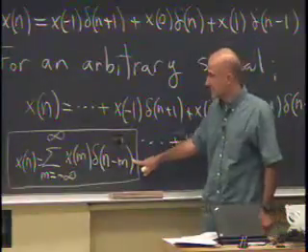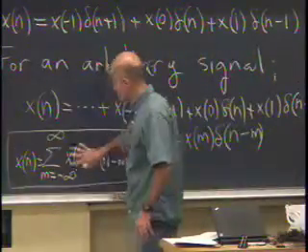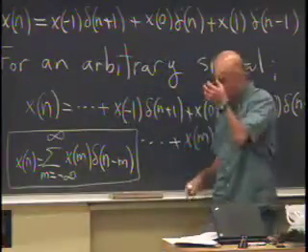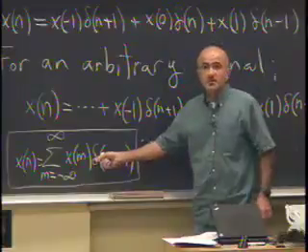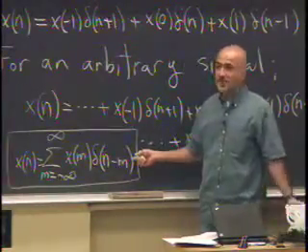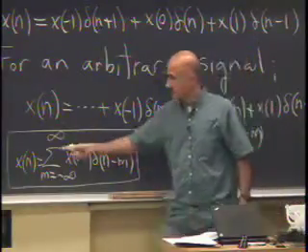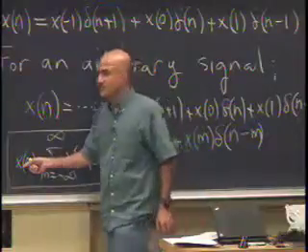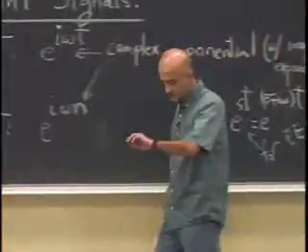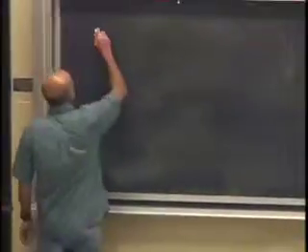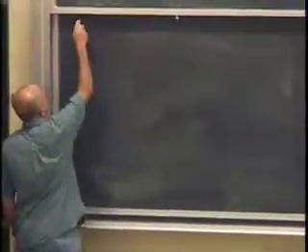Okay? So I've broken down an arbitrary signal into a linear combination of shifted impulses. Now, if a system is such that it is completely characterized by its response to each of these impulses, then you know exactly what the response of the system is to an arbitrary input. And we'll say a lot about that later. Okay. Now, let's go to the complex exponential. What about the complex exponential?